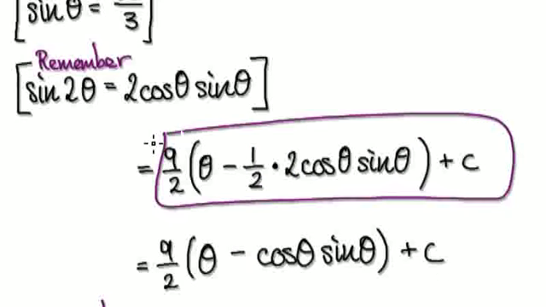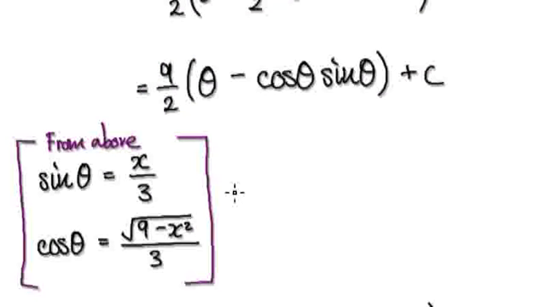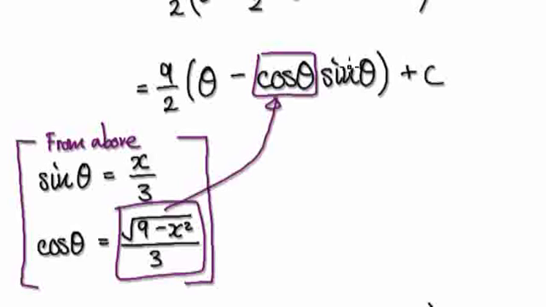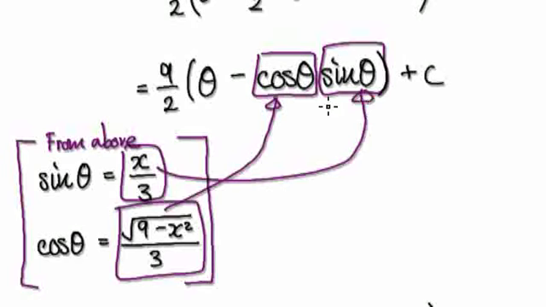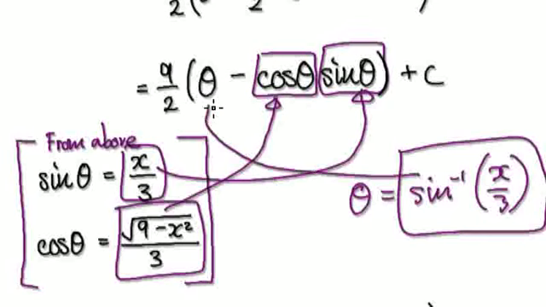Okay, so this whole thing here will then become this. And now we can replace this. Earlier we said let cos be this, so we can put this into here, and sine we can put this into here. But here we would take the inverse sine of both sides. Then that would give us theta equals the inverse sine of x over 3, and then we can put this into the theta here.